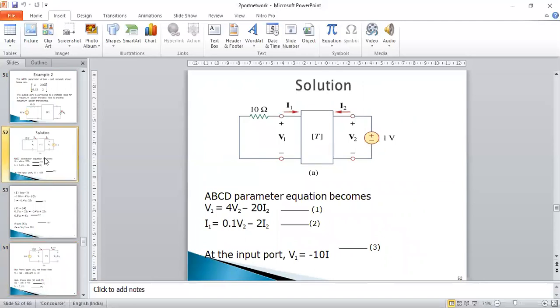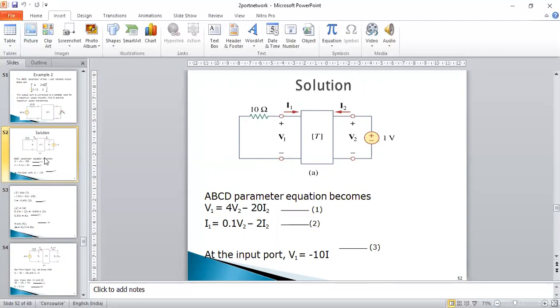See, this is the given equation for which we have to find the solution. So the ABCD parameter equations become V1 is equal to 4 V2 minus 20 I2. This is equation number 1. I1 is equal to 0.1 V2 minus 2 I2. This is equation number 2.